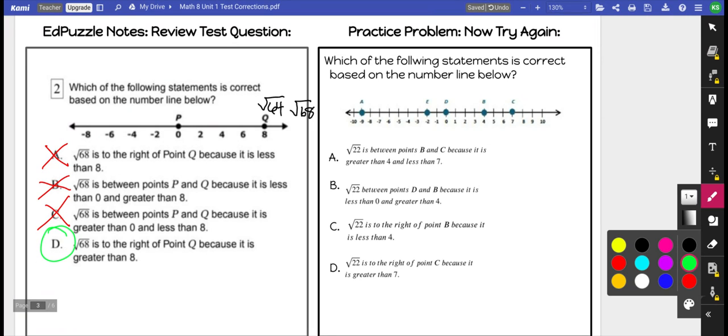Okay, so for this problem on the right, please try it. Show your work like I did. I put the square roots on there, and input your answer on the question on Edpuzzle. So do that now.